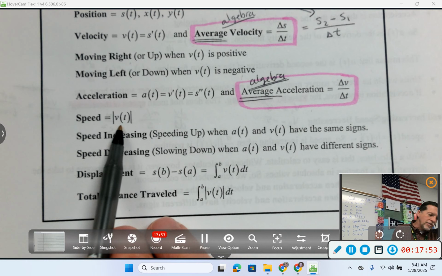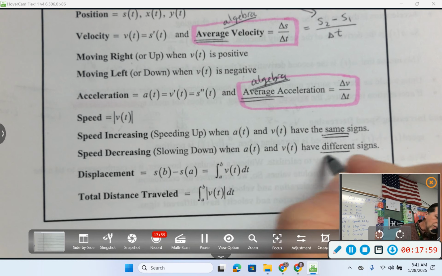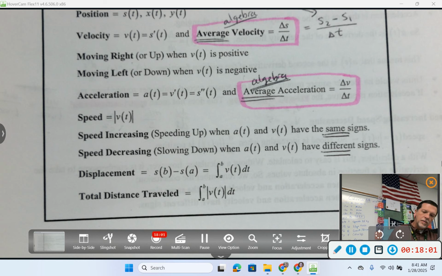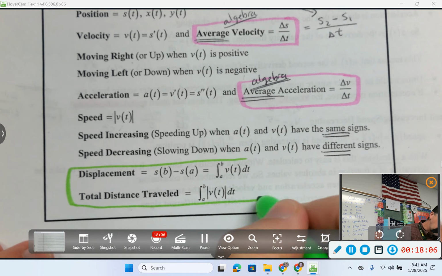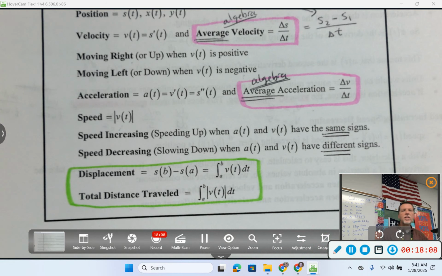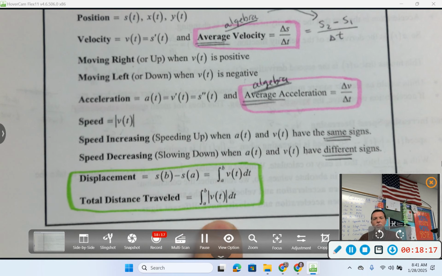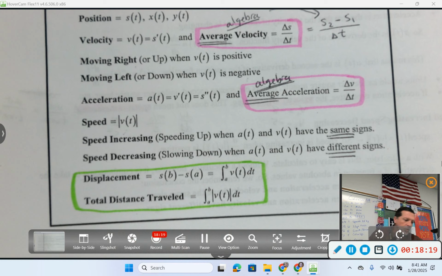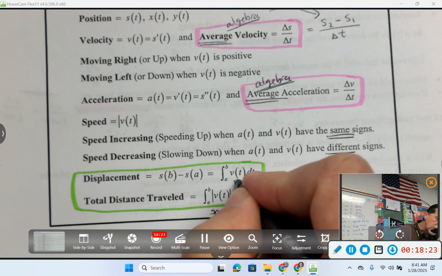Speed is absolute value of velocity. We knew that. Speed is increasing when they have the same sign. Speed's decreasing when they have different signs. And then displacement versus total distance. Right? They're like similar concepts, but they're not the same. And that's reflected in their equations. They're similar, but total distance uses speed, whereas displacement uses velocity.